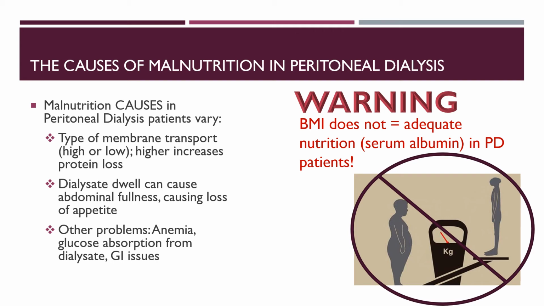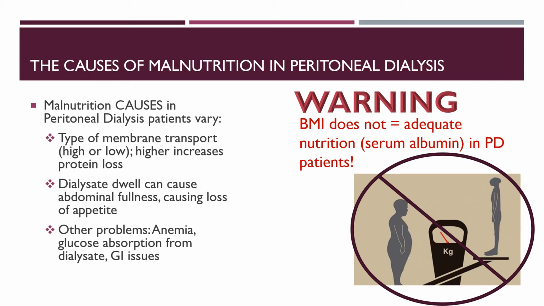In other words, malnutrition causes in PD vary. This can be from the type of membrane transport. If the patient has a high transport of fluids, they're at increased risk of protein loss. The dialysate dwell can cause abdominal fullness. It can cause a loss of appetite. This was a common complaint among my PD patients.